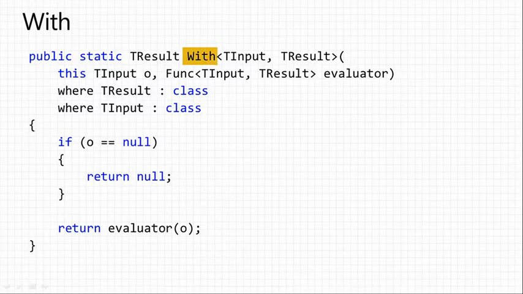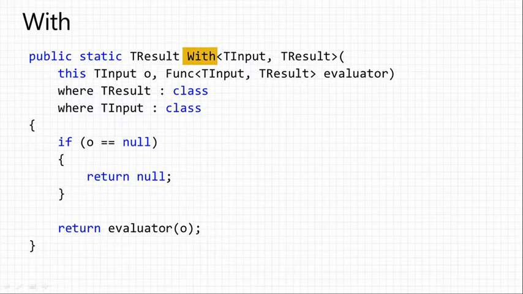So here's the first one. It's called With. Now, it's nothing to do with the Delphi or the VB With. It just seems to make sense as a name in terms of use of English. What it does is it takes some input object and a function that will convert that object to another value. If the value we start with is null, it gives us a null. Otherwise, we evaluate the function.